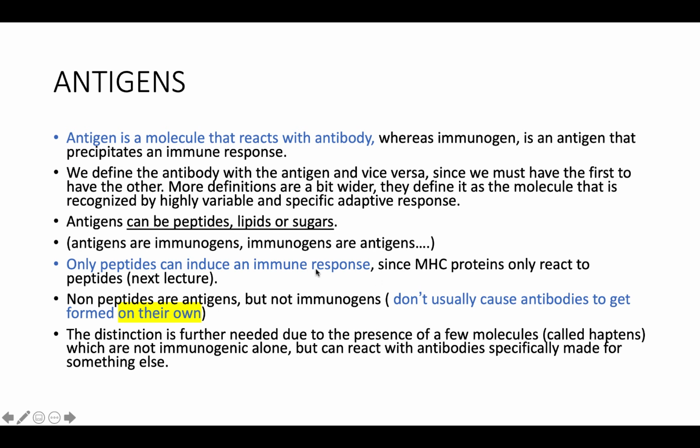Why is this? Because of MHC proteins, MHC1 and MHC2. What is their main job? Antigen presentation. So I can only present antigens that are made up of proteins, made up of peptides. We will expand on this in the next lecture. So I can only react to peptides to make an adaptive immune response. But you will see later that we actually have a way to circumvent this.